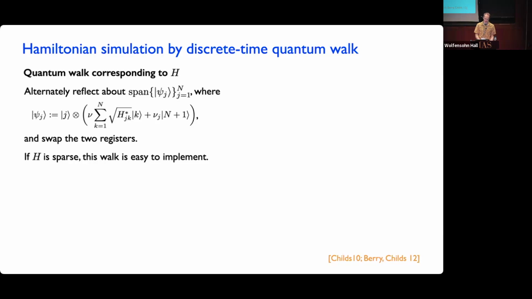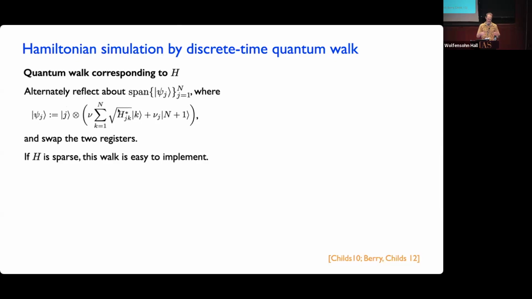So if we've got some Hamiltonian, let's say it's a sparse Hamiltonian, H, we're going to define a unitary operator acting on a larger system. Now we're going to have two registers of dimension basically the dimension of the system that we're trying to simulate. And one operation we're going to do is reflect about the span of this set of states. These are states where there's a state basically for every row of the Hamiltonian. The first register has this ket j that labels the row that we're talking about. And the second register is this particular superposition of the elements living in the jth row of the Hamiltonian.